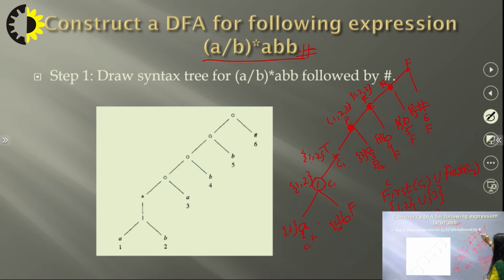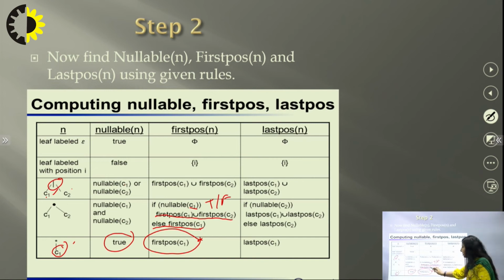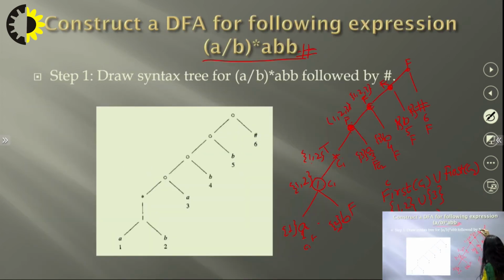So, if nullable, then we have to compute the else. Else is what? First position of C1. So, for this function also 1, 2 and 3 is the first pos, right? And the next is also the concatenate symbol, and for this concatenate symbol, the previous concatenation symbol is the C1 and this one hash is the C2.